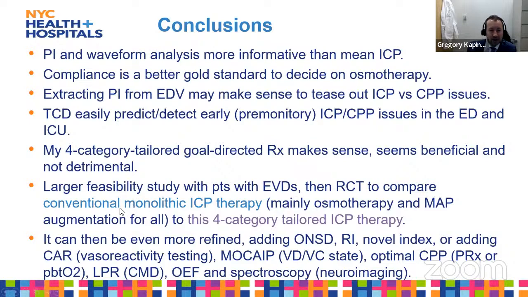Well, I would challenge this monolithic view, and I would say maybe we can be more fancy and deploy one of those 4 categories of treatment to our patients. And we'll see if the outcome gets better in my 4 category treatment versus the conventional treatment.